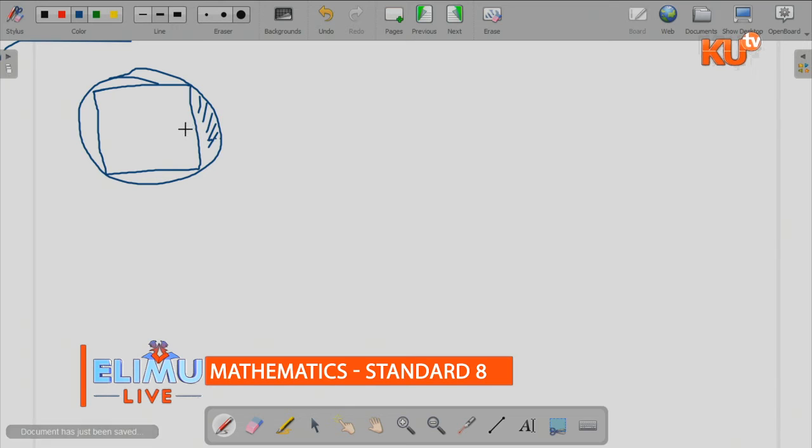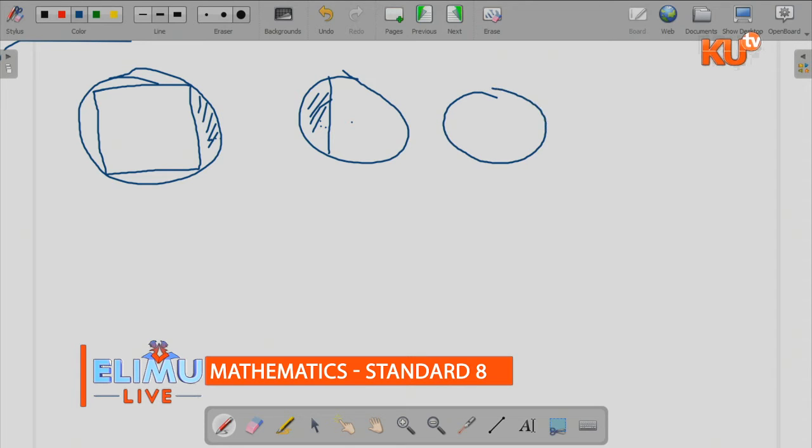And that's what we call a segment. Segment like this one, minor segment and major segment. Don't confuse it with a sector. We have sector, minor sector, and major sector. So this one we have said is a segment.